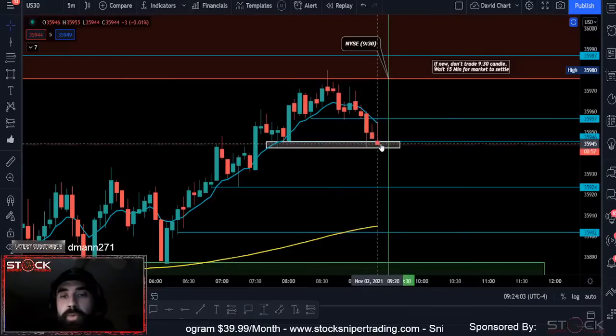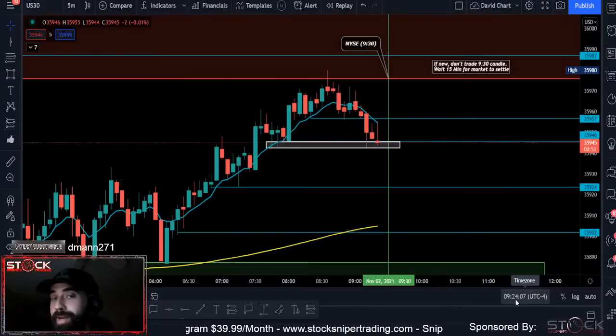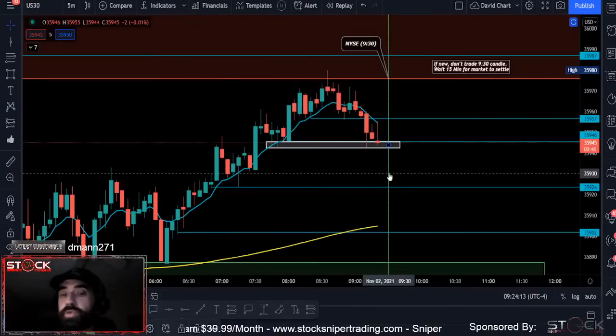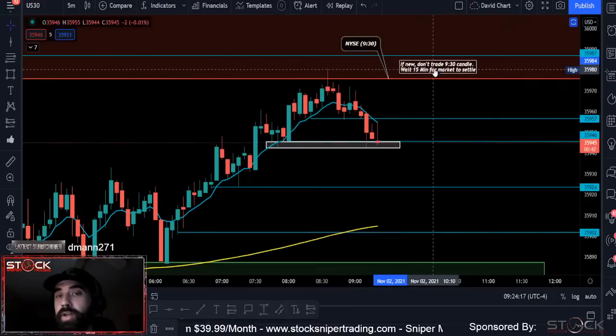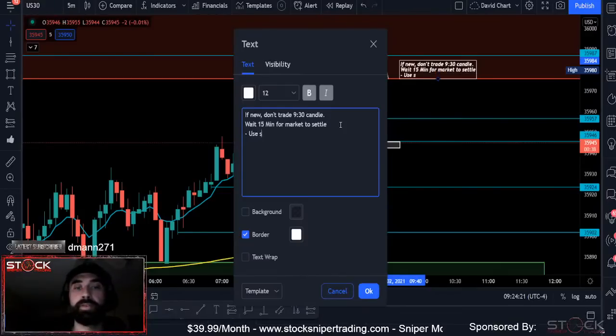We have now approaching the 9:20. It's 9:24. You can see right here, about 1 minute till the 9:25 candle, all right? So let's wait and see here for the next big move. Just remember that when I erase that 9:30 New York candle, wait for the first candle to settle. Okay, let's update this.